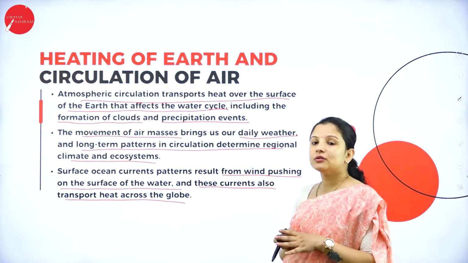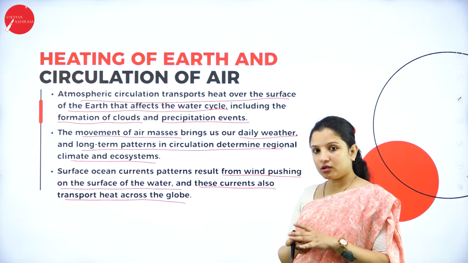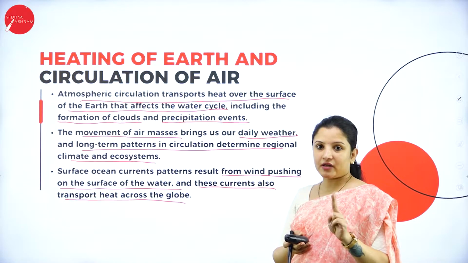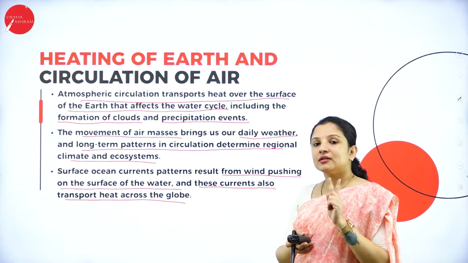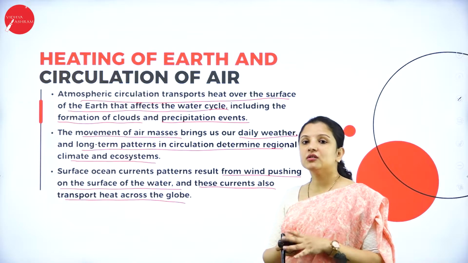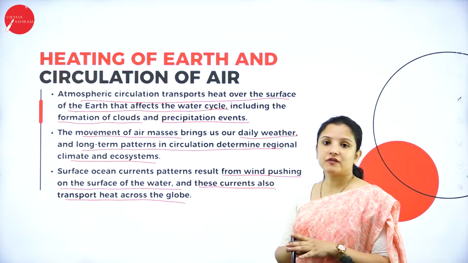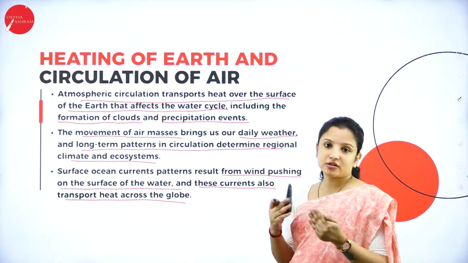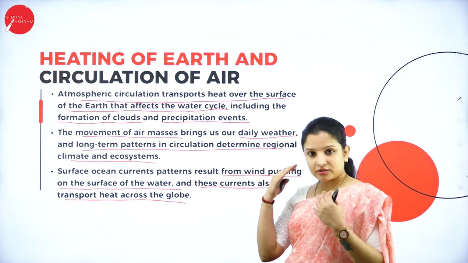So that is how, because of the water also, the heat gets circulated around the globe. Therefore, at the end of the day, two factors are very important here. One is the spinning of the earth and the other is the absorption and re-emission of heat from the earth. These are two important factors that help in the heating of the earth and therefore the circulation of the air.